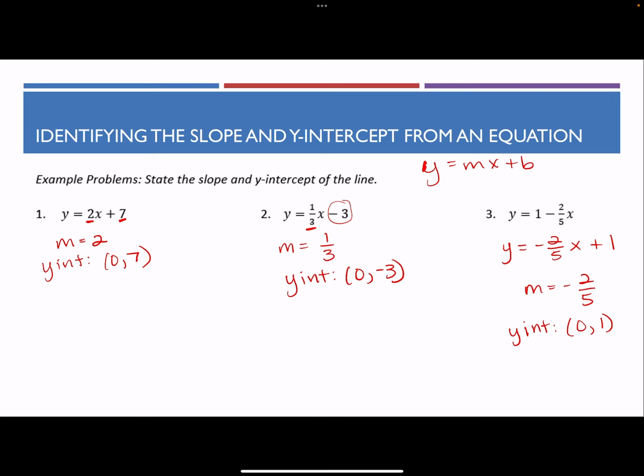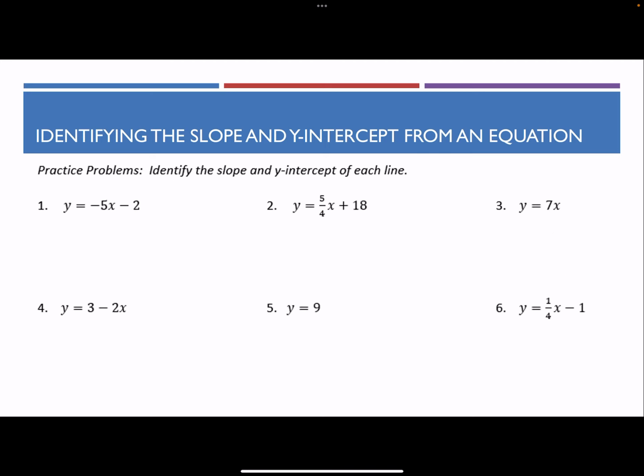All right, so now we can identify the slope and y-intercept of a line. You do a little bit of practice. Pause the video, try these, and then when you unpause, we'll check them. All right, so let's check some of these. Some of these are pretty straightforward.